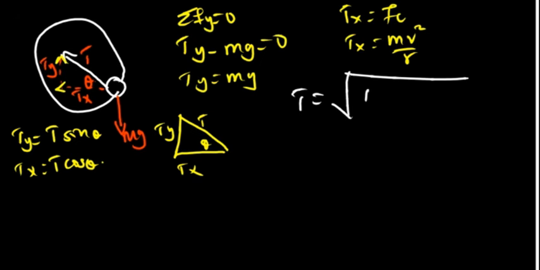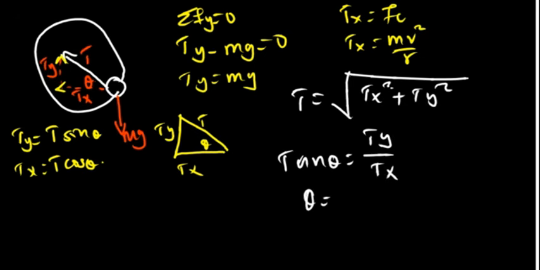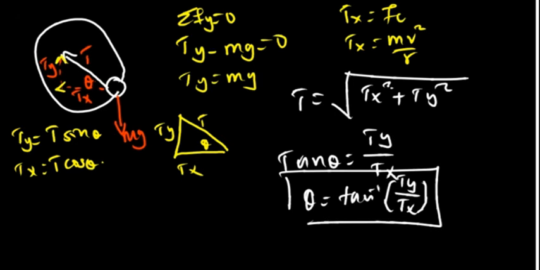So it's going to be T is the square root of Tx squared plus Ty squared. We know that Tx we can calculate using mv squared over r. Ty we can calculate using mg. That is what we need to understand. But now, we can also calculate the direction using the tan. So tan theta is opposite over adjacent, which is Ty over Tx. So theta is going to be tan inverse of Ty over Tx. This is the formula which we can use to calculate the direction or the angle.